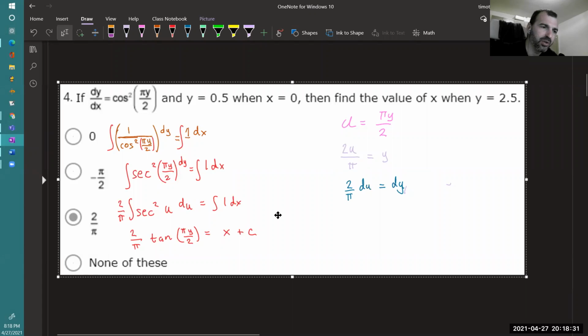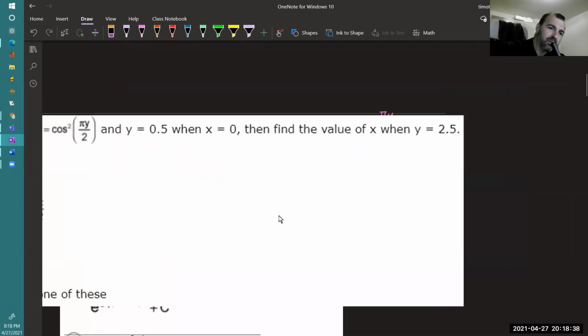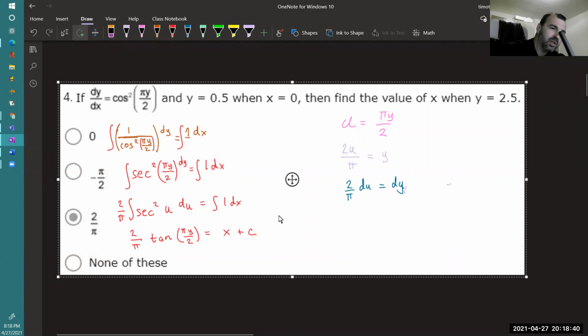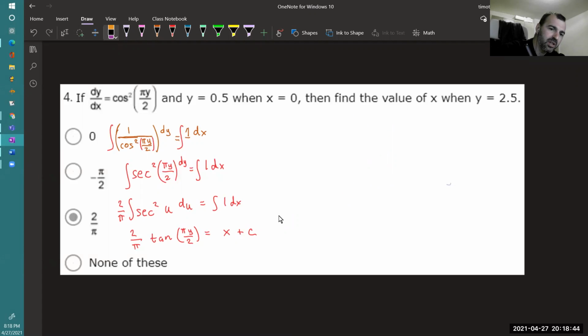I knew I didn't want to use all this space over here. That was a problem. Let me see if I can move this stuff. Oh, no, I can't. I'm just going to erase this, the substitution. I think you guys got that.